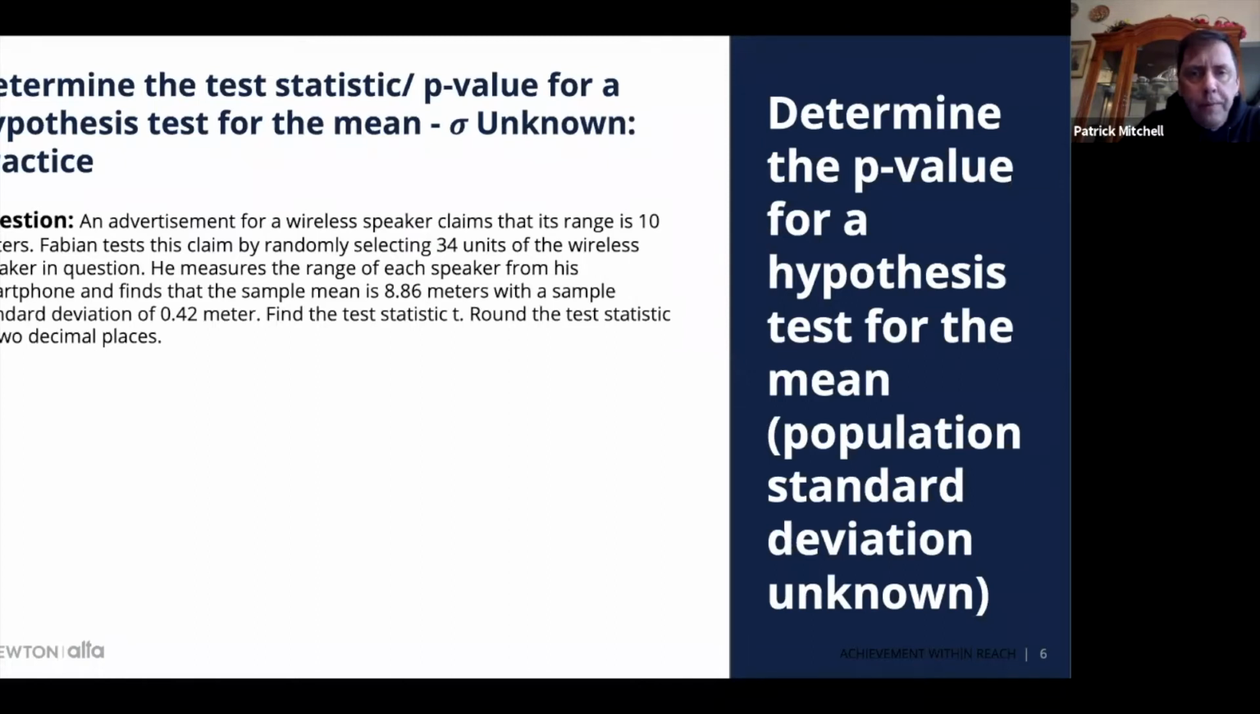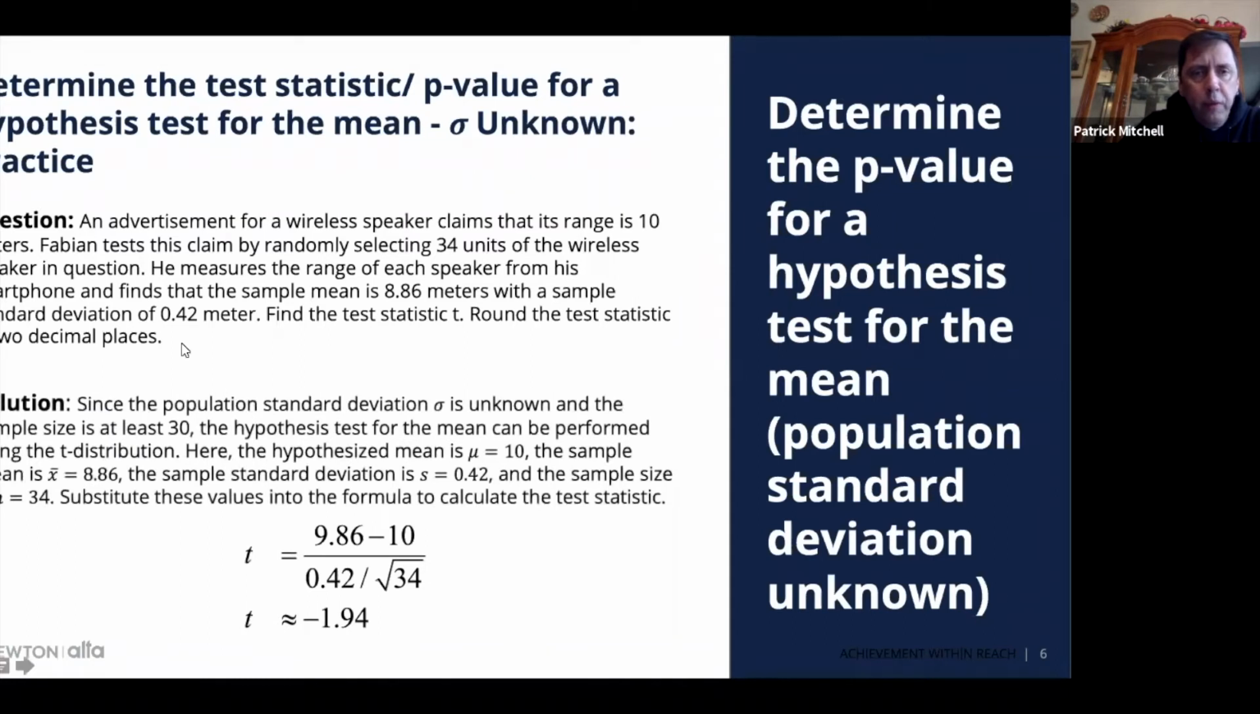So that's pretty simple. We're just going to use the formula that we were looking at a little while ago. Since the population standard deviation sigma is unknown and the sample size is at least 30, the hypothesis test for the mean can be performed using the t-distribution. Here, the hypothesized mean is mu equals 10. That's the mean from the claim. The sample mean x bar is 8.86. The sample standard deviation is S equals 0.42, and the sample size is n equals 34.